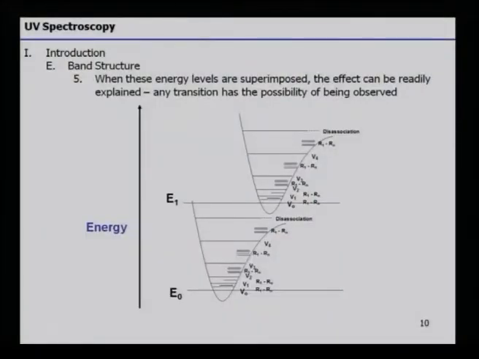So, band structures could have a lot of this kind of superimposing effect on each other. When these energy levels are superimposed, the effect can be readily explained. Any transition has the possibility of being observed. So, you see that there are several possibilities and any one of them can take place, because the energy of the radiation is actually matching with the transitions.